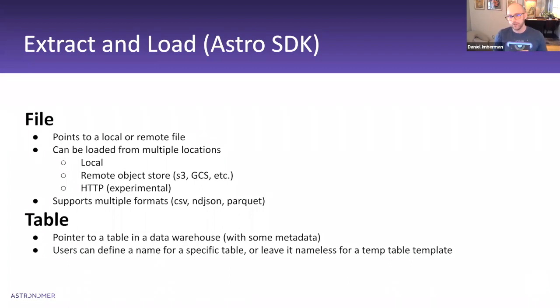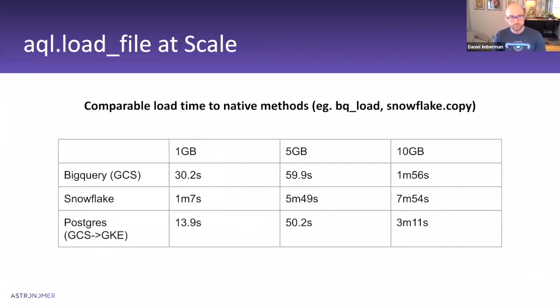So that's Snowflake, BigQuery, Postgres, Redshift, those types of places. You give us the connection ID you would already be using for Airflow. You give us the name of the table you want to pull from. Or if you don't give us a name at all, now you have a template for creating temporary tables, so we know where to store those temporary tables.